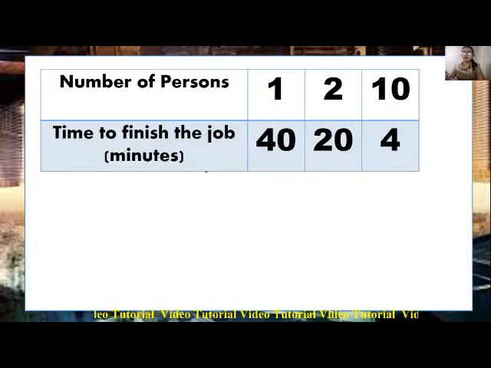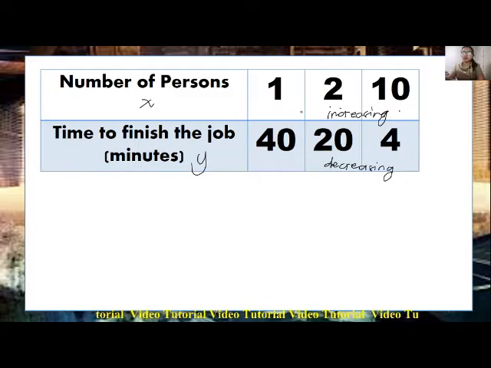Next, we have the number of persons and the time to finish the job in minutes. The number of persons are the values of x and the values of y is the time. For the number of persons, we have 1, 2, and 10. Obviously, it's increasing in order. And for the time, we have 40, 20, and 4. So that's decreasing in order. So this is an example of a real-life situation involving inverse variation. As the number of persons increases, definitely the time to finish the job in minutes will decrease.